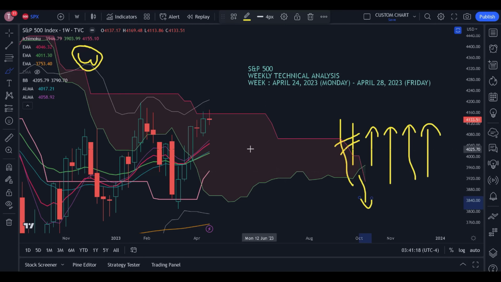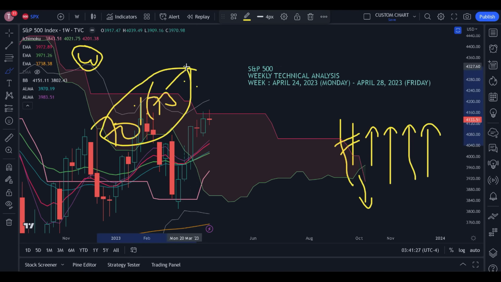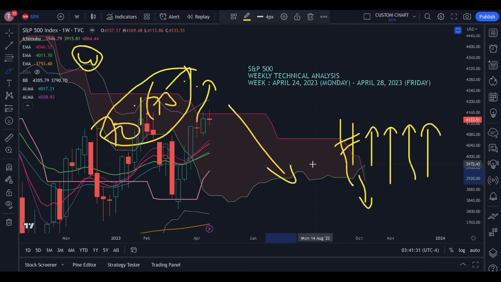So what does it mean? This means that the S&P 500 is 70% to 75% bullish on the weekly chart, and in the long term it is still bearish. Simple. So 70 to 75% bullish means the short term bull trend. Remember, there is no long term bull trend, there is only short term bull trend. So 70% to 75% bullish means the short term bull trend, and the long term trend is bearish. So it is in the long term bear trend.